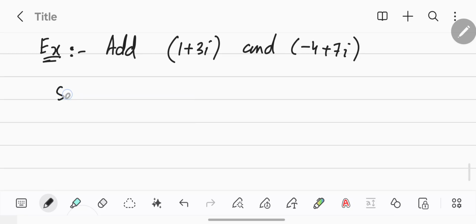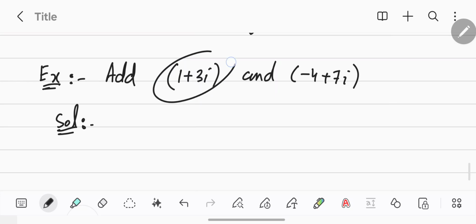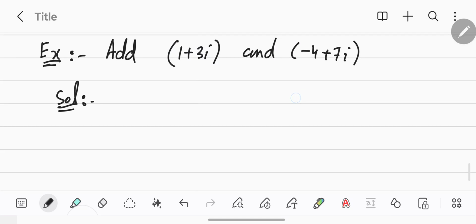Okay, here is the solution. We are given two complex numbers, this one and this one. We have to add them. How can we add? First of all, I will write the first complex number, then I will write plus, and then the second complex number.